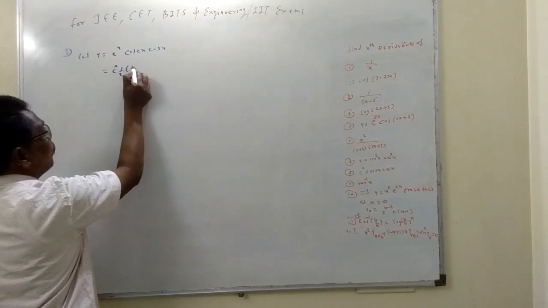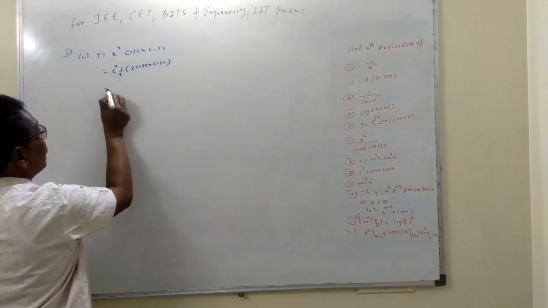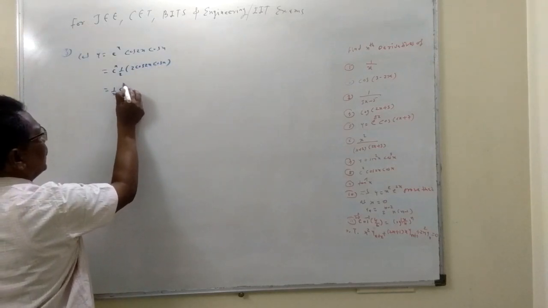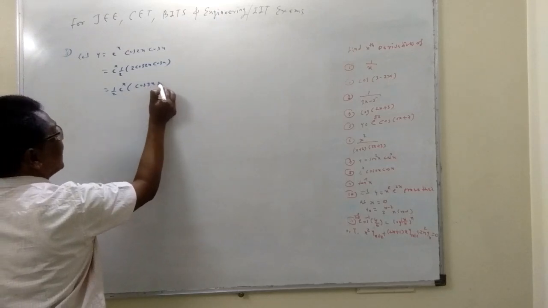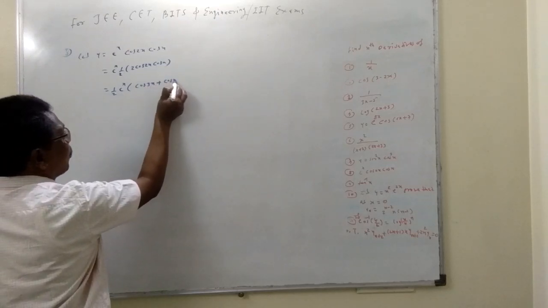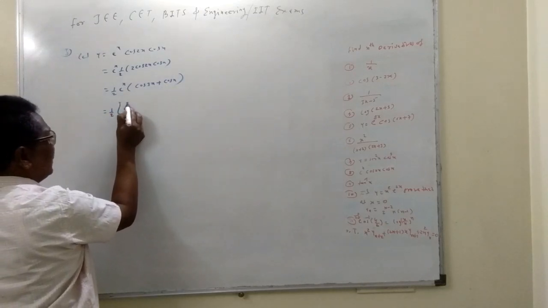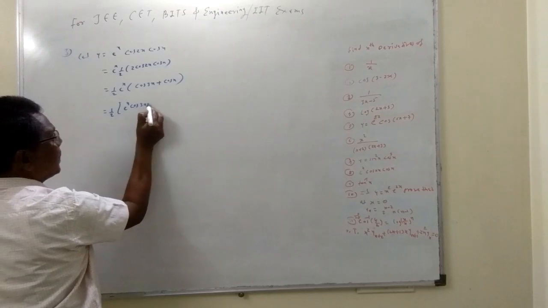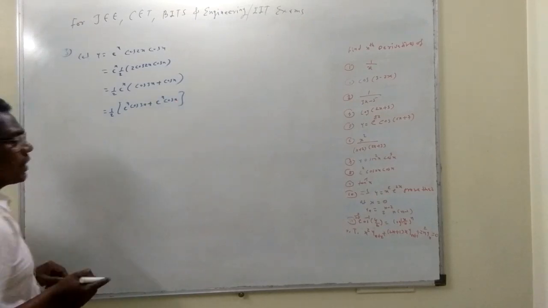So 1 upon 2, cos 2x and cos x. So 1 upon 2 e raised to x, cos 3x plus cos x. So 1 upon 2 constant, e raised to x cos 3x plus e raised to x cos x. Now this is in the standard form.